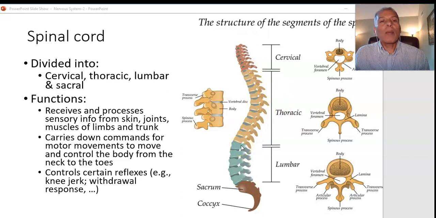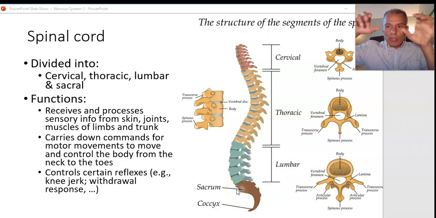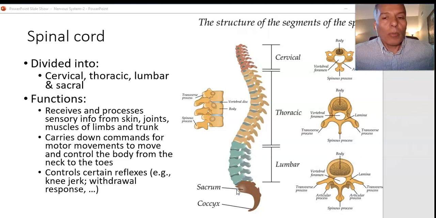And then the lumbar segment, from L1 to L5, and then the sacral segment. And on that level, the spinal cord divides into 3 major segments. One goes to the right leg, one to the left leg, and one to the lower part of the body.